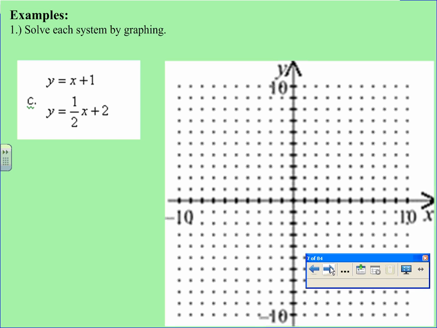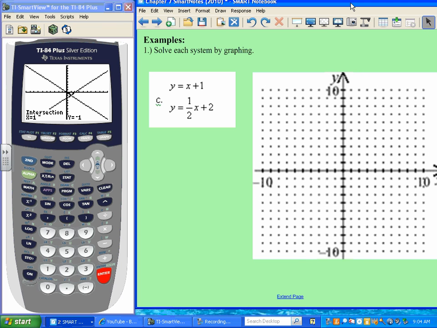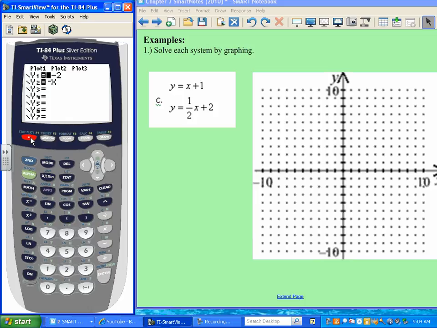I'm going to walk around just to make sure everyone's okay. For letter C, be careful with the fraction. Just like we did in chapter 3 and 6, I would put the fraction in parentheses. So like I did, and then I want you to practice that on your own.